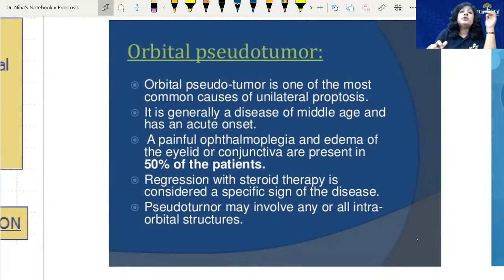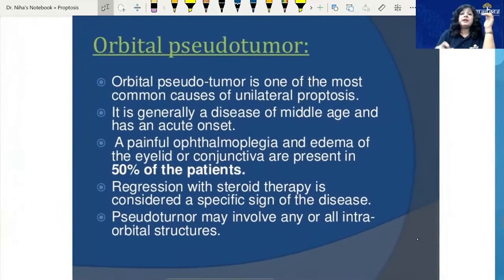Because the pathology is mainly inflammatory, it is also called idiopathic inflammatory orbital syndrome. This can present resembling cavernous sinus thrombosis. Because of the inflammation, we have an acute presentation, with pain, edema, and painful ophthalmoplegia, and edema of the conjunctiva, which we call chemosis.